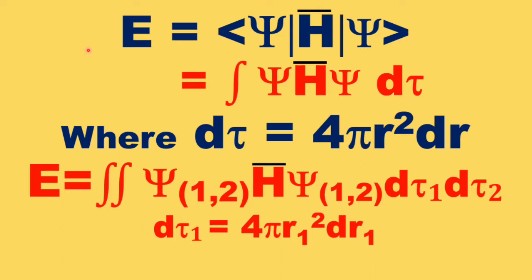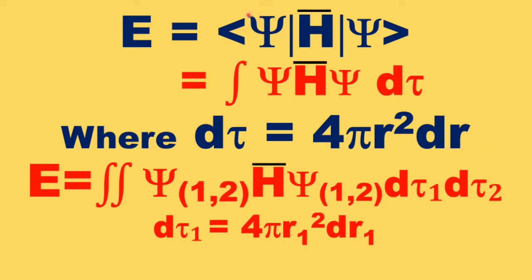According to the expectation value theorem, or average value theorem, one of the postulates of quantum mechanics, the average energy is equal to ⟨ψ|H|ψ⟩. This is in the bracket notation. It is also written in the integral form, where dτ equals 4πr² dr.